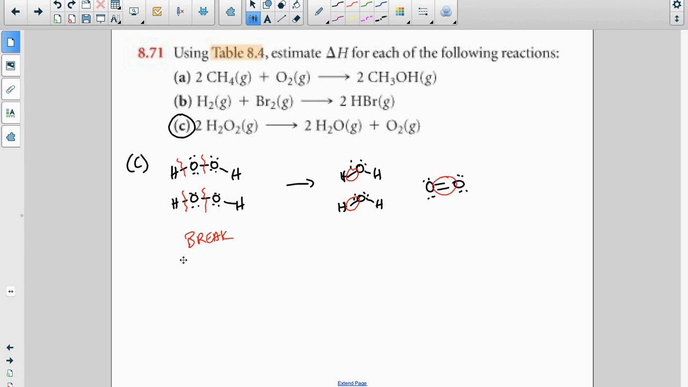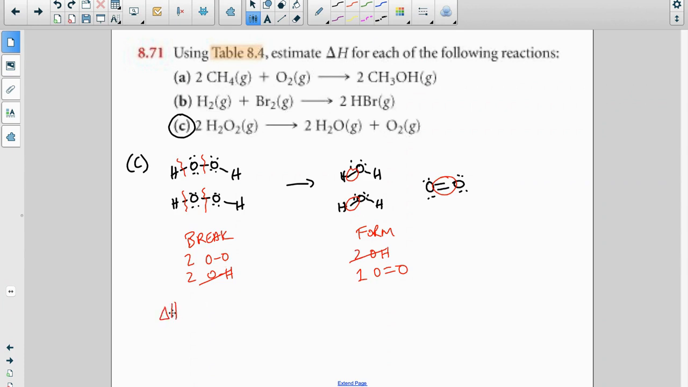So break 2 OO and 2 OH. Then form 2 OH and 1 O double bond. So now to calculate delta H, I can just cancel these out because you can see that they're breaking and forming.